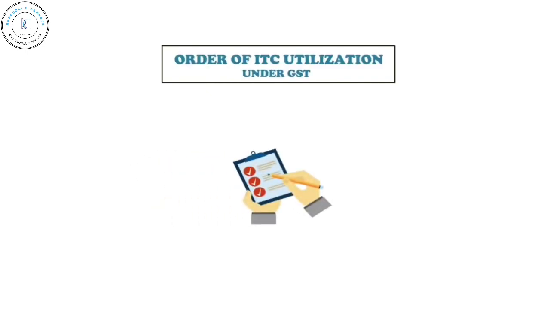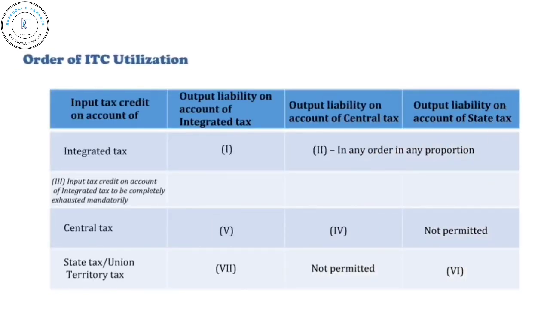Today we shall be discussing the concept of order of ITC utilization under GST. The given table shows the order of ITC utilization. ITC on account of IGST has to be set off against IGST first, and afterwards against CGST and SGST, in any order and in any proportion. Input tax credit on account of integrated tax has to be completely exhausted mandatorily. ITC on account of CGST has to be set off against CGST first, and afterwards against IGST.